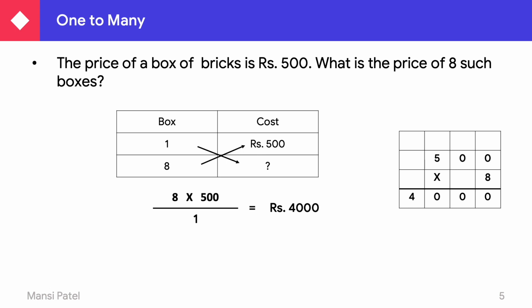In our question, your unit is rupees. That's why whatever answer comes, you have to write down in rupees. Your conclusion statement is: therefore, the price of 8 such boxes is rupees 4,000.